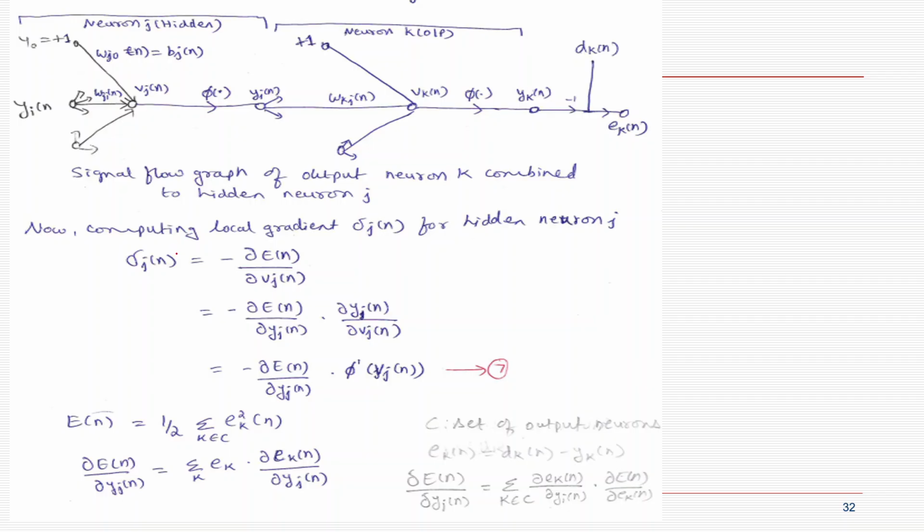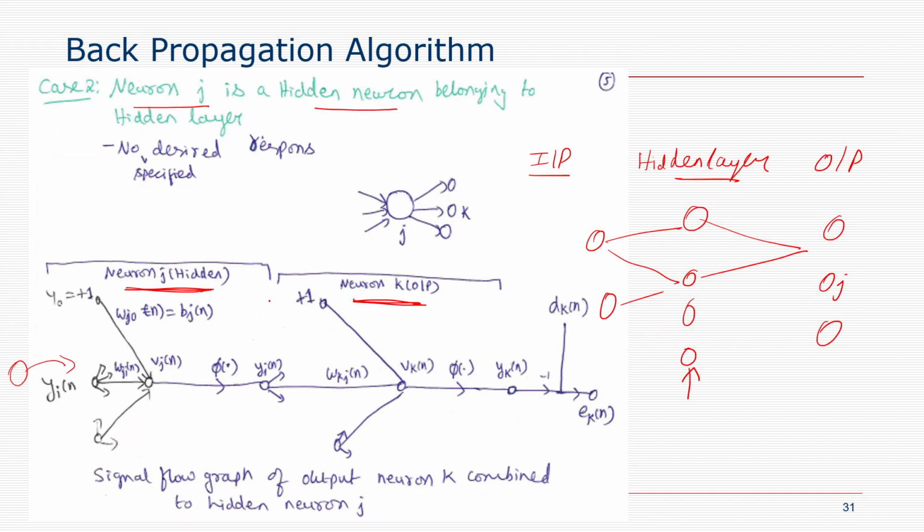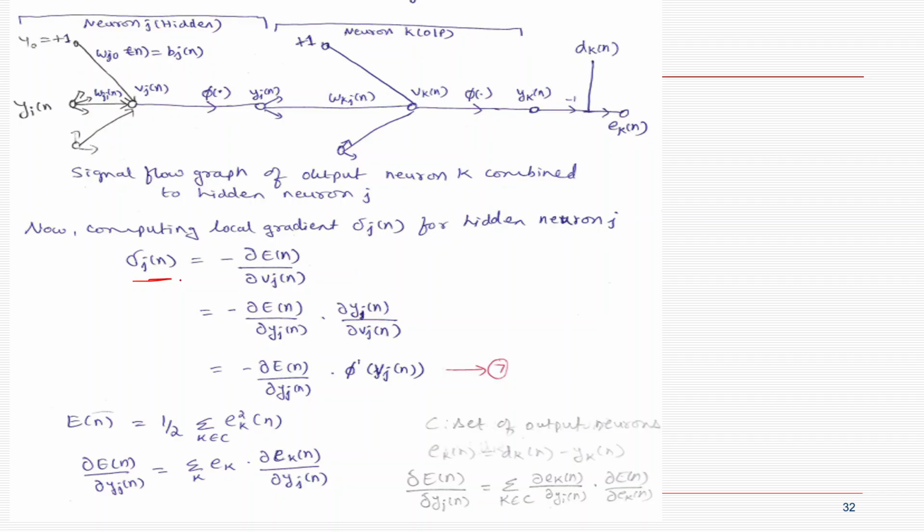Now, we will compute this delta j of n. When we have to update the weight, eta is given and the input is given. Only here we should know this delta j of n. If it is an output node, we can compute it using the formula which is shown. But now we are looking at the question of how to compute it if this node is a hidden node. Therefore, we will now learn how to do this.